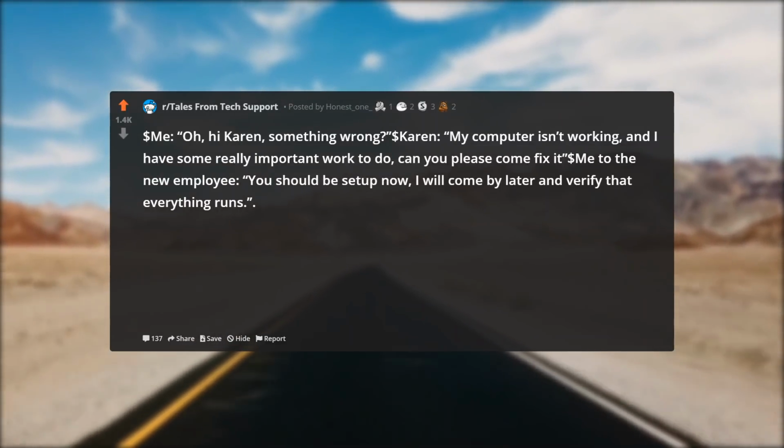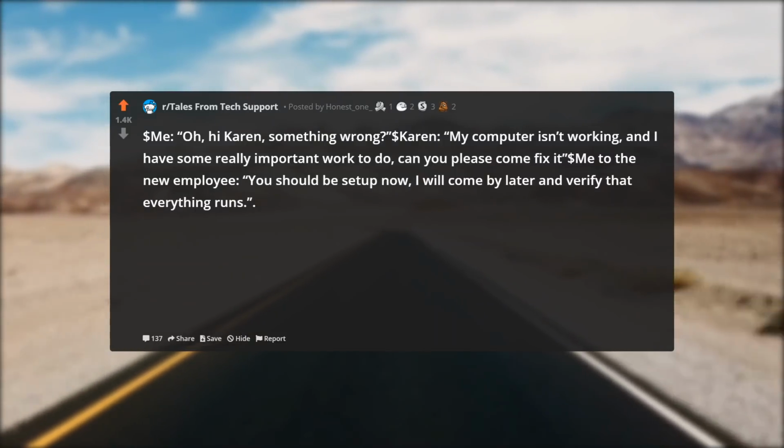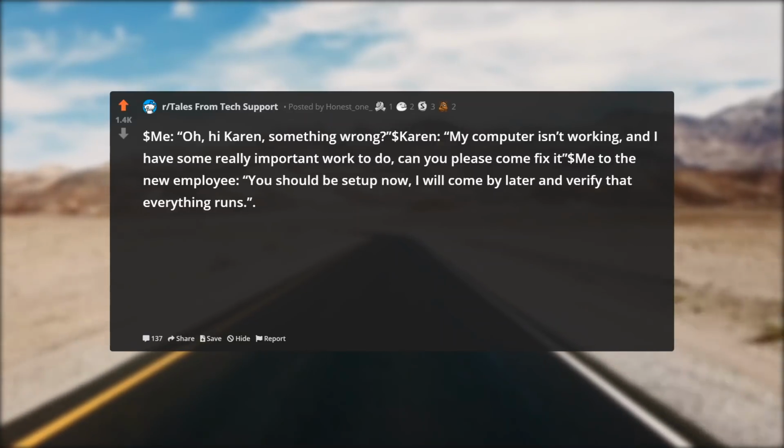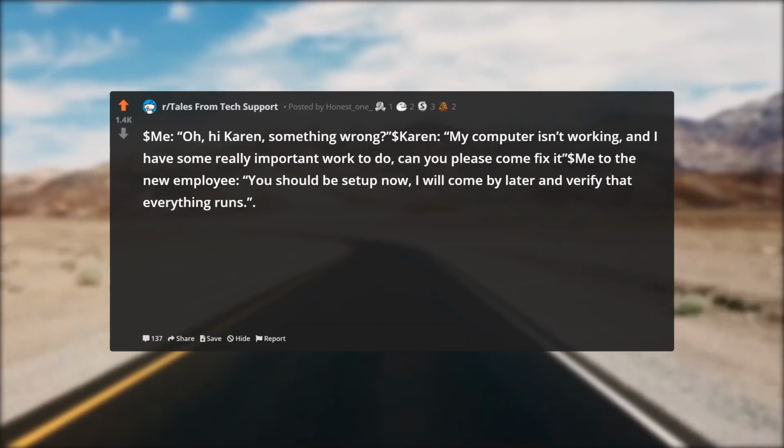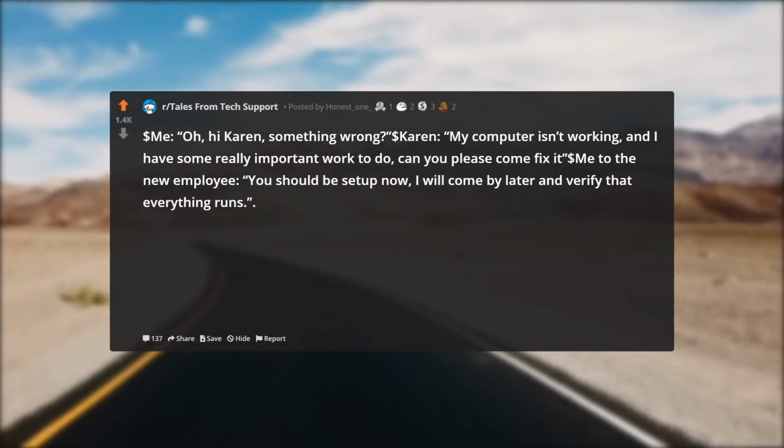Me: Oh, hi Karen, something wrong? Karen: My computer isn't working, and I have some really important work to do. Can you please come fix it? Me, to the new employee: You should be set up now. I will come by later and verify that everything runs.